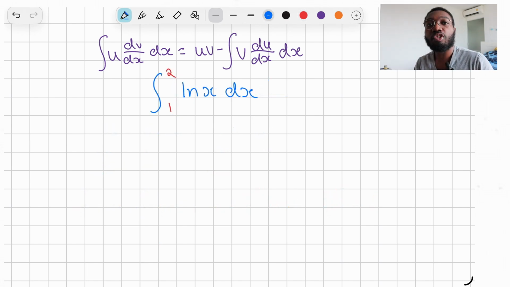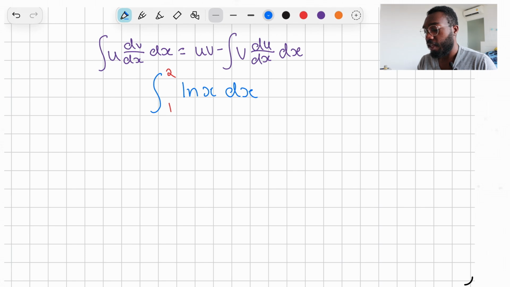Now in the previous question, we spoke briefly about integrating ln x, and it's a bit more challenging. Well, now we're going to integrate ln x using integration by parts. So we need to integrate with the limits of 2 and 1, the integral of ln x with respect to x. Now, if we want to do this using integration by parts, how can we do this?